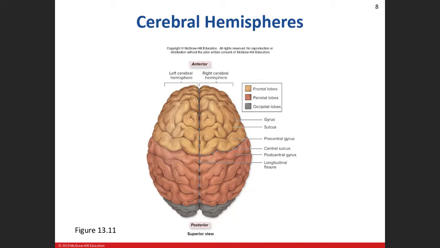All right, so looking here on our picture, you've got your frontal, parietal, and occipital lobes here.